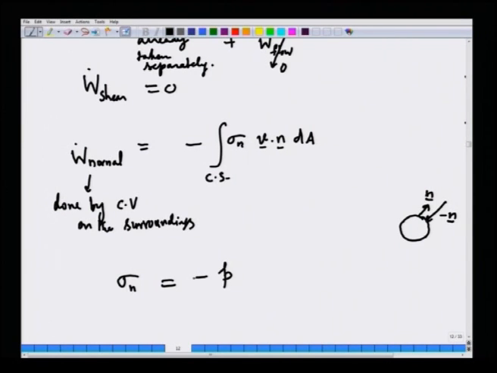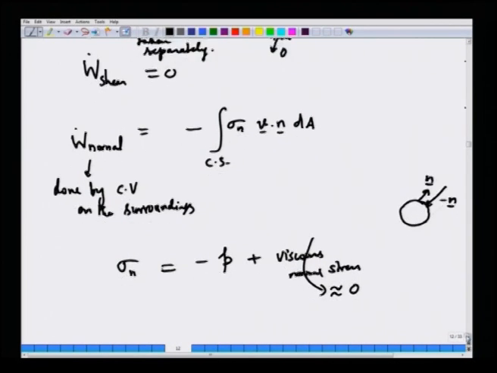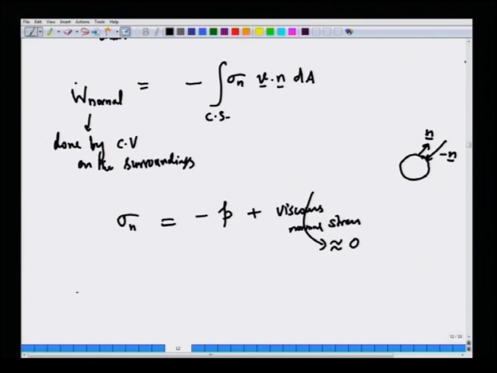So, sigma n is minus p, and then you also have some viscous stresses acting in the normal direction. Let us not call them shear stresses, viscous normal stresses, but these are usually negligible, they are neglected. So, sigma n is minus p to a good approximation.